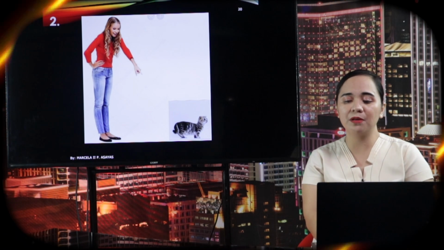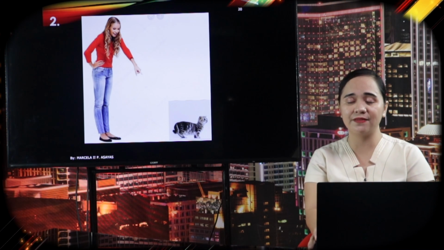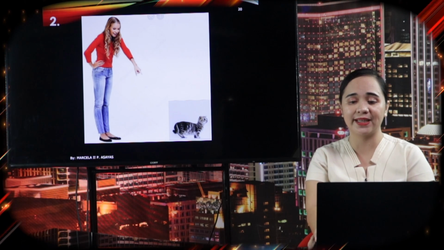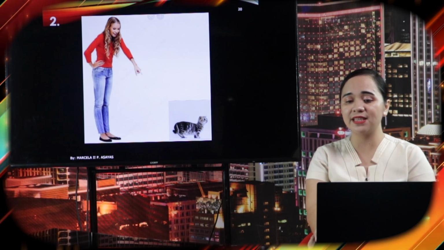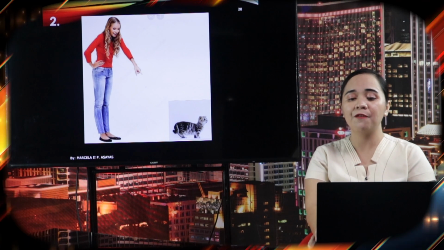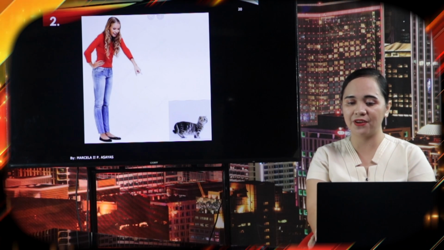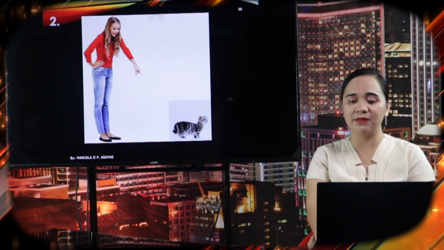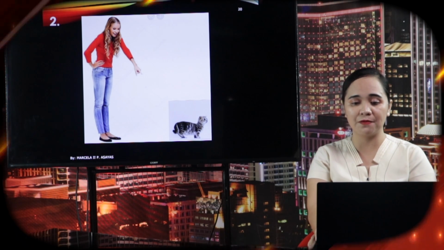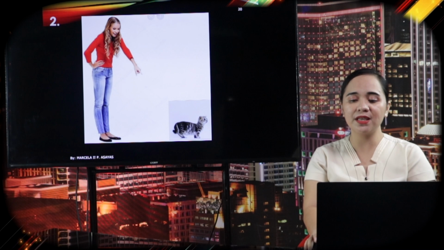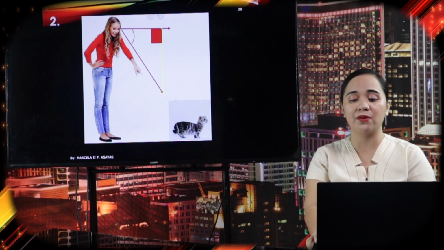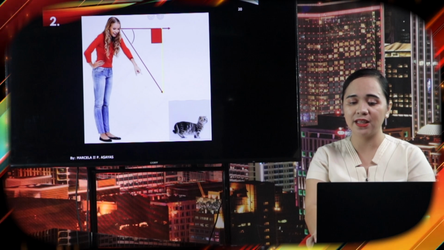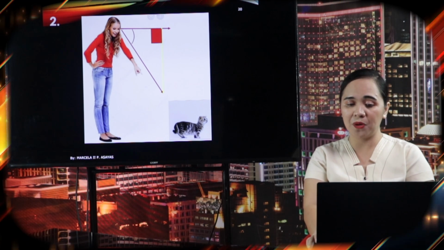For problem number 2, let's identify the given. 200 centimeters is the slope distance from Amory to her cat, and 130 centimeters is the horizontal distance from where she stands to the position of her cat. Let's identify the unknown. The unknown in the problem is the angle of depression being formed. Since we can form a right triangle from the horizontal eye level of Amory to her cat, her line of sight, we can apply SOHCAHTOA.